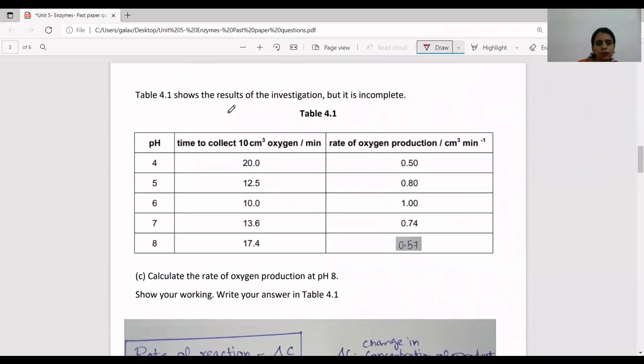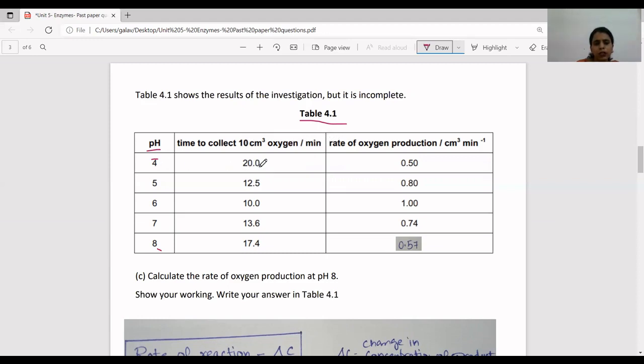Next, they have given: Table 4.1 shows the results of the investigation, but it is incomplete. Now here Table 4.1 is shown. pH is given, and pH is the independent variable. They have collected data over pH 4 to 8, so pH 4, 5, 6, 7, and 8. Here they have given the time to collect 10 cm³ of oxygen, in minutes.